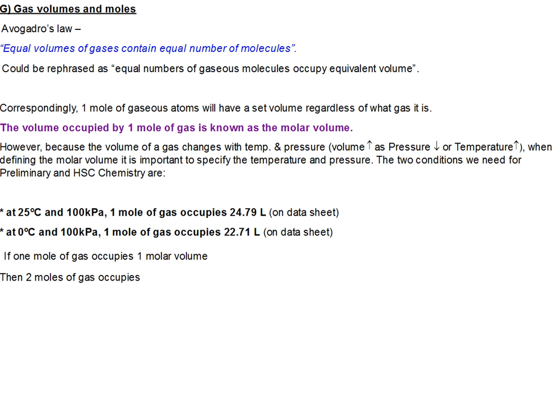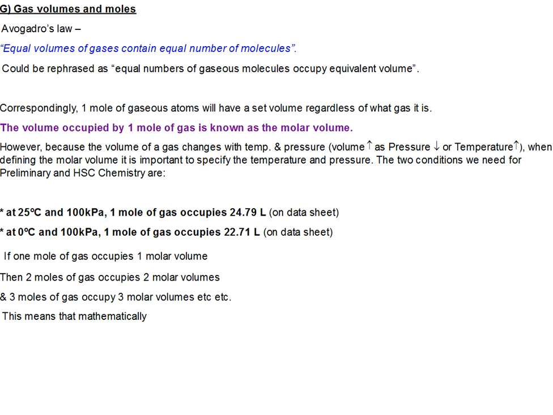Let's think about how the mathematics of this will apply then. If you've got 1 mole of gas, we've defined that as occupying 1 molar volume. So what if you've got 2 moles of gas? What volume is that going to occupy? Hopefully you can realise that if 1 mole of gas occupies 1 volume, then 2 moles of gas occupies 2 volumes. And believe it or not, 3 moles of gas will occupy 3 molar volumes.